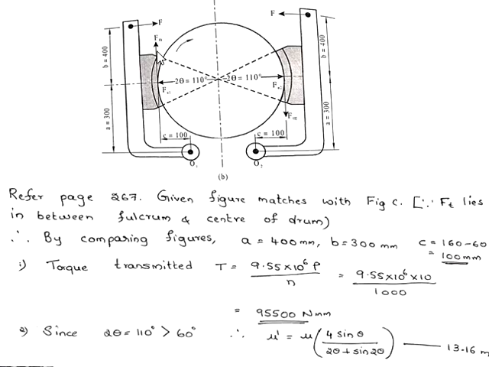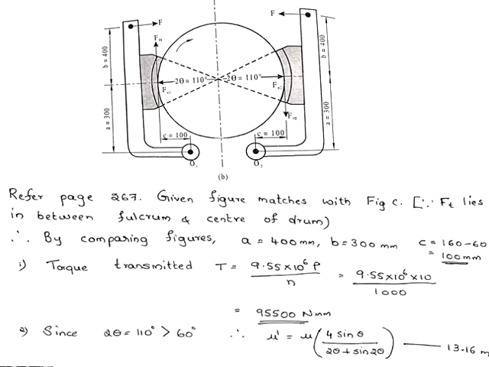So here in this problem, Ft lies away from the center of the drum and fulcrum point, or the fulcrum lies in between Ft and the center of the drum. Therefore, it matches with figure number C in the data handbook. By comparing these figures, A value is 400 mm, B is 300 mm, and C value will be 160 mm minus 60 mm. So C is 100 mm.